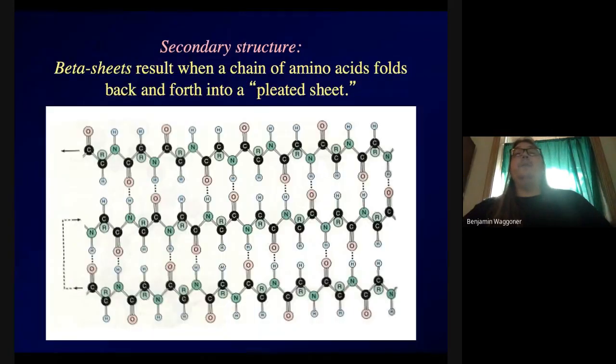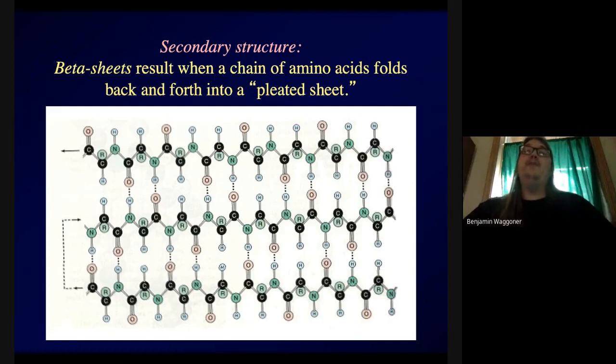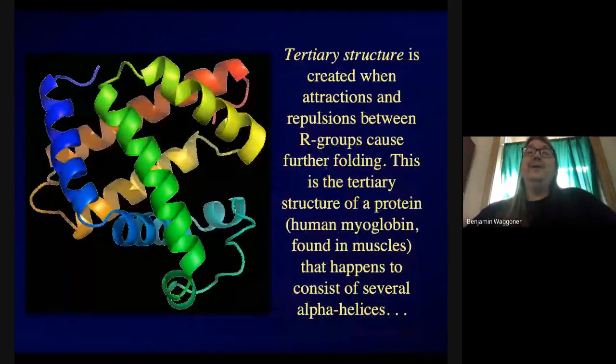And then sometimes a chain of amino acids will kind of zigzag back and forth and form a shape called a pleated sheet, where the amino acid chain will run straight for a while and then kind of double back on itself and then double back again and do this kind of zigzag maneuver. So secondary structure refers to parts of that chain of amino acids folding up into alpha helices and beta sheets. Tertiary structure refers to the entire chain of amino acids, not just local parts of it, folding up.